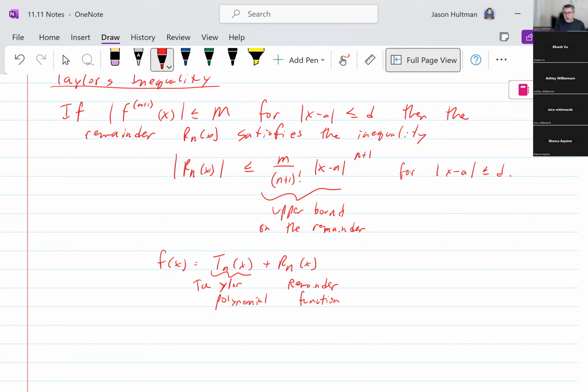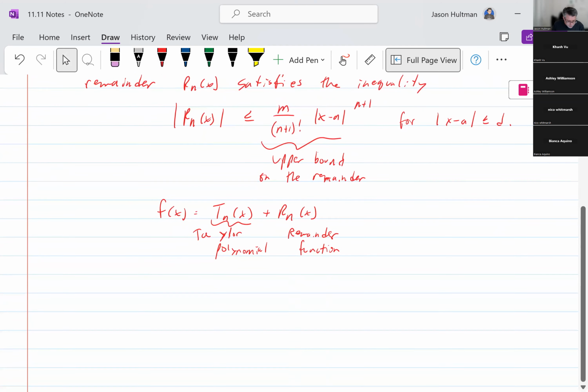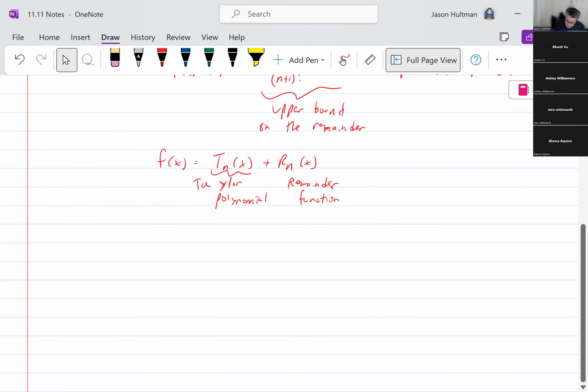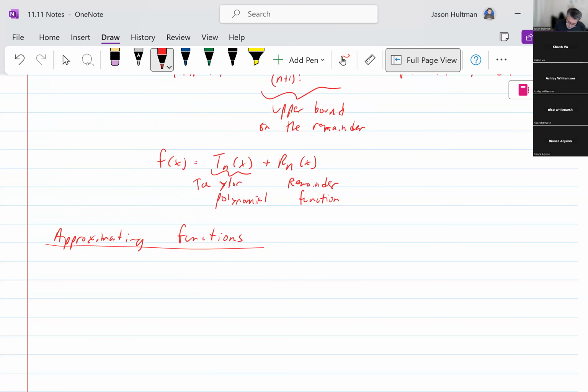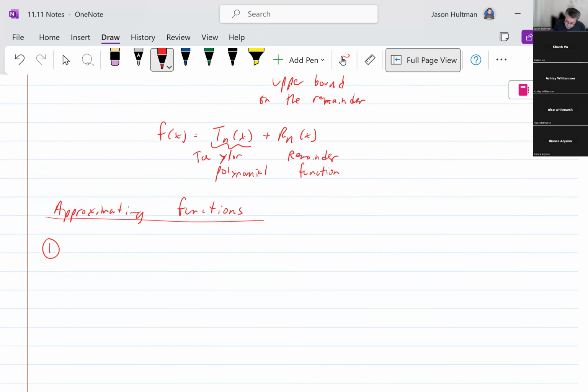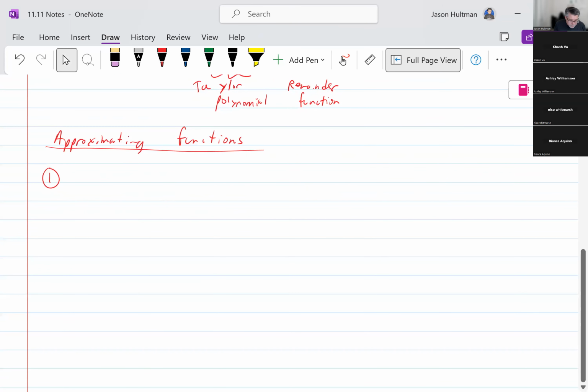Okay, and so we want to know how close our approximations are. How good are they when we approximate functions with a Taylor polynomial? So let's look at approximating functions. Let's approximate a function and see how good it is at approximating. Okay, see what the error bound is.